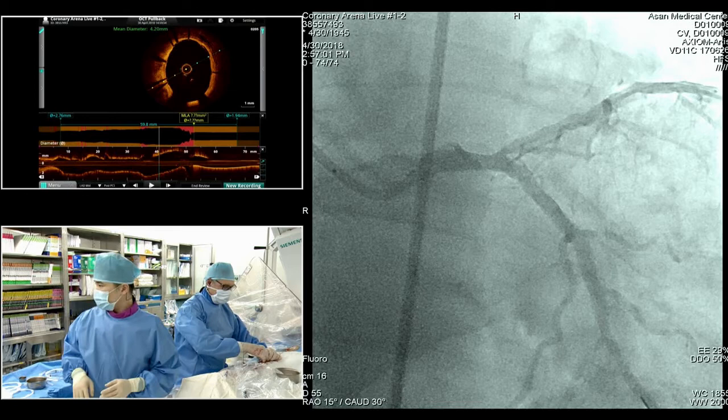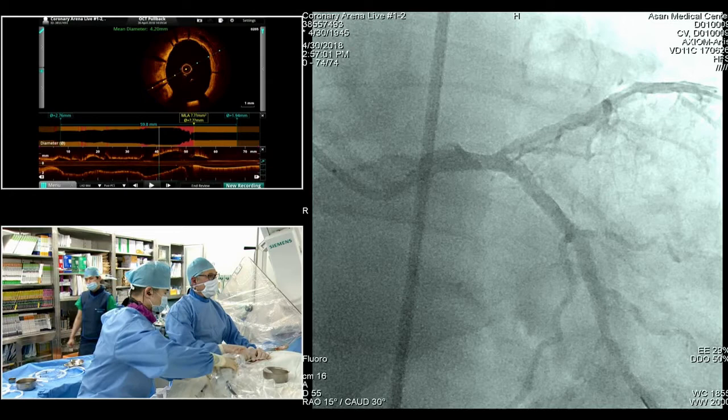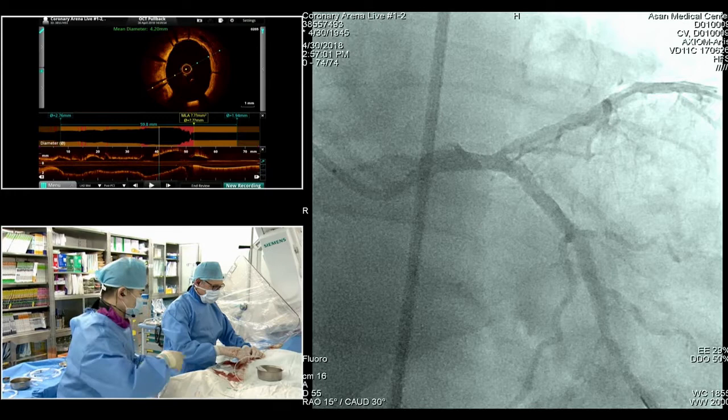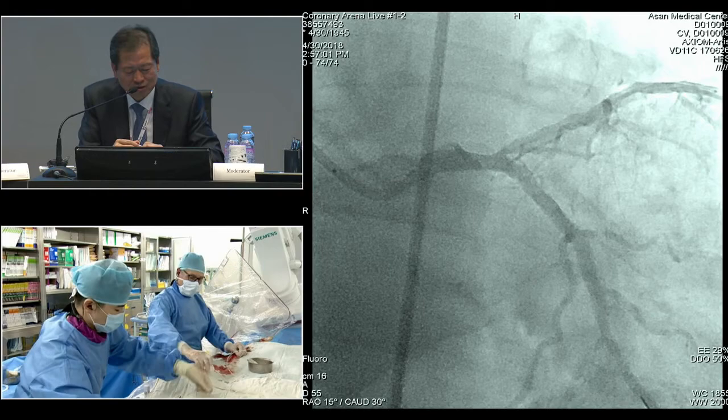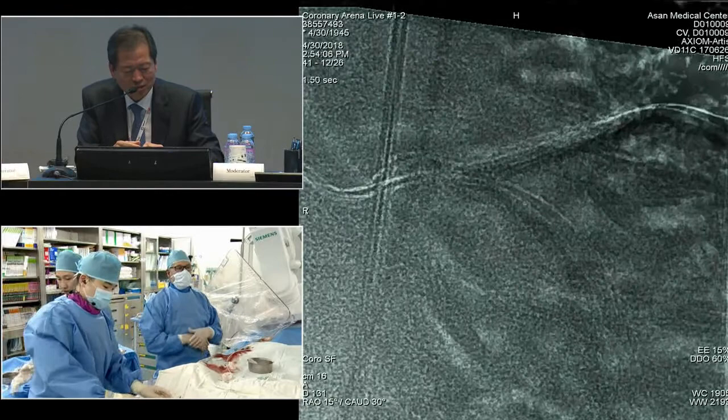So I think we are running a little bit late. Or do you want to see the post-dilatation? Okay, Dr. Lefova, it was an excellent demonstration. You are going to finish with the balloon inflation to establish the complete apposition?